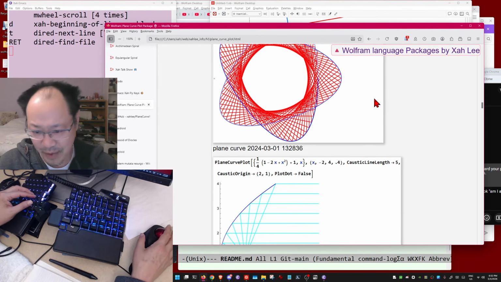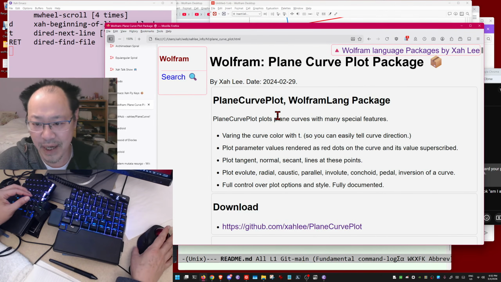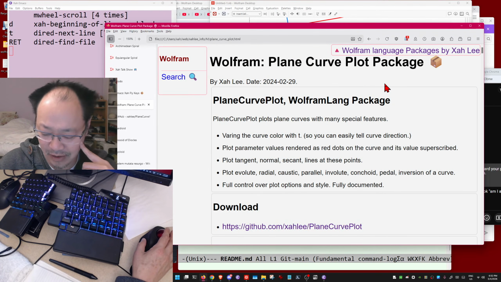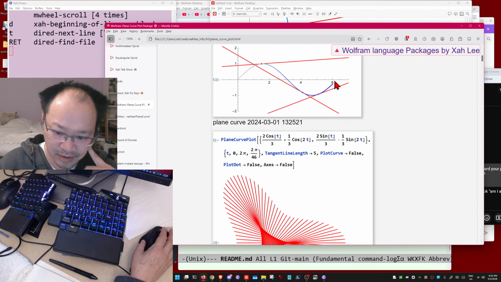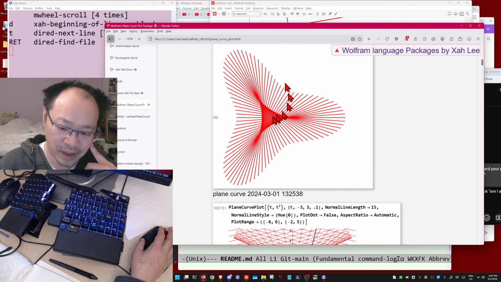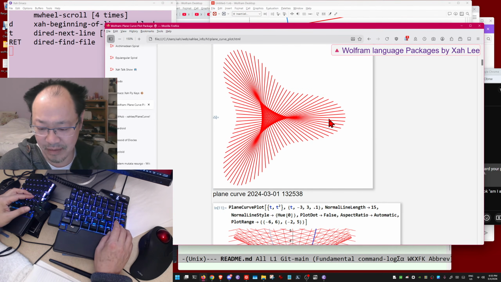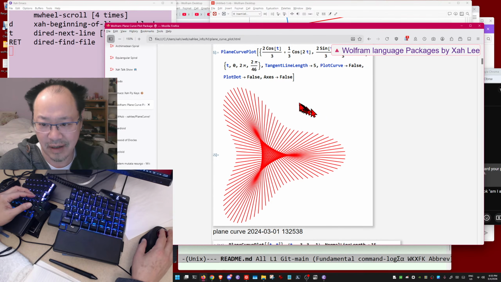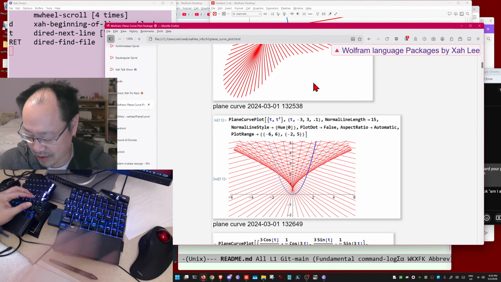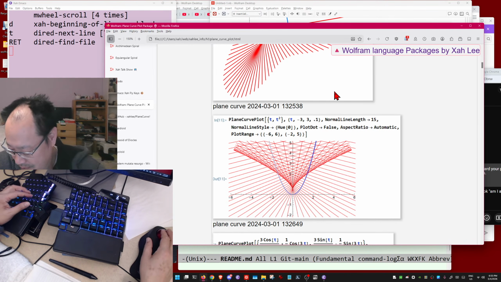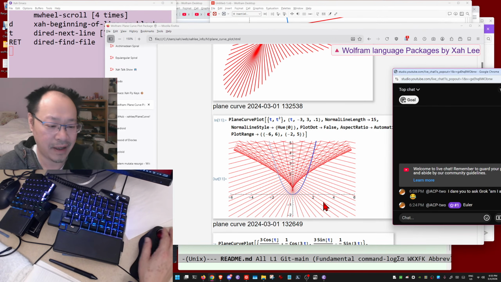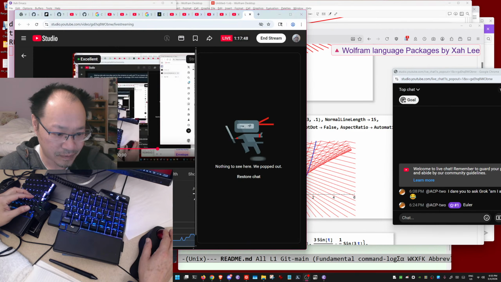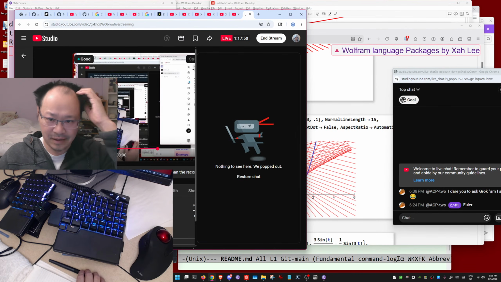Anyway, today we basically just went over this plane curve plot package and its features, many of which make interesting illustrations fundamental to plane curve geometry. That's it for today. Okay, bye guys, bye.